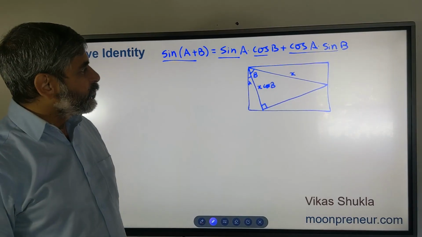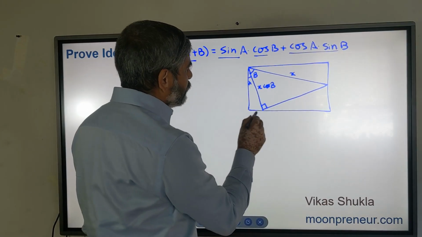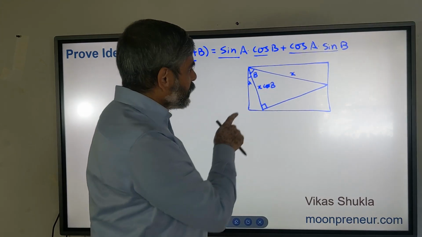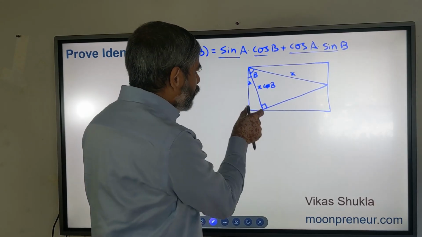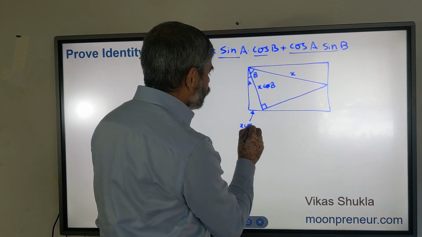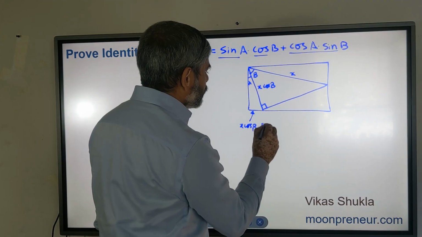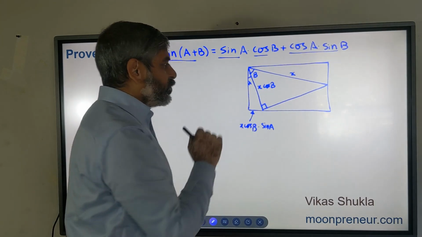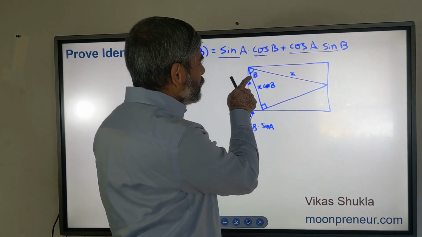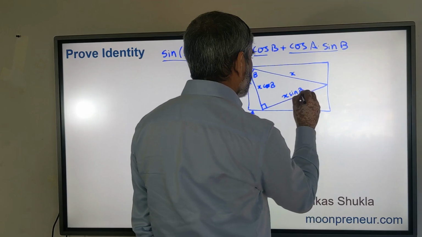Now let's move forward. The projection of this line over this line, this side being x cos B, is going to be x cos B into cos A. The projection of this line over this line is x cos B, which is this line, multiplied by sin A. Now if you take this triangle, this angle is B, this is x cos B, and this side is going to be x sin B.